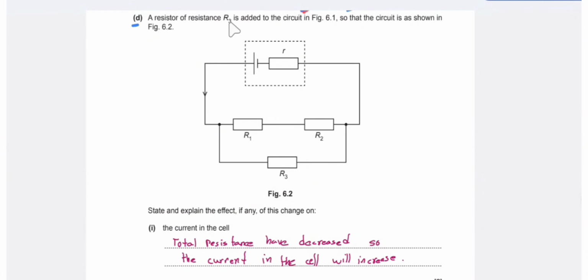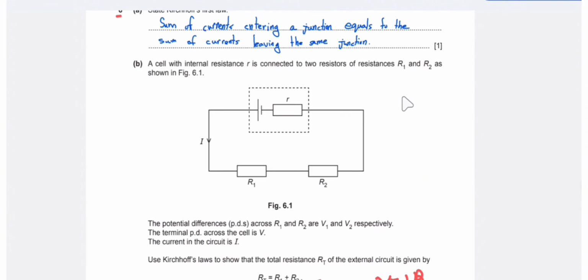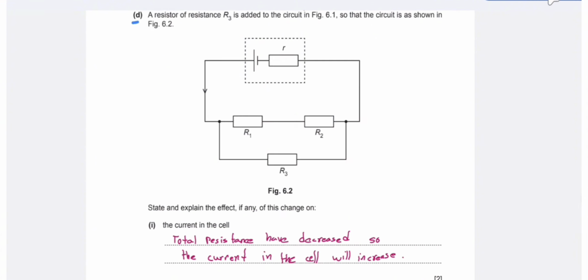D. The resistor R3 is added to the circuit in 6.1, so that the circuit is as shown in 6.2. So this is the overall circuit after the third resistor is added. This is our initial circuit, and now a third resistor is added.